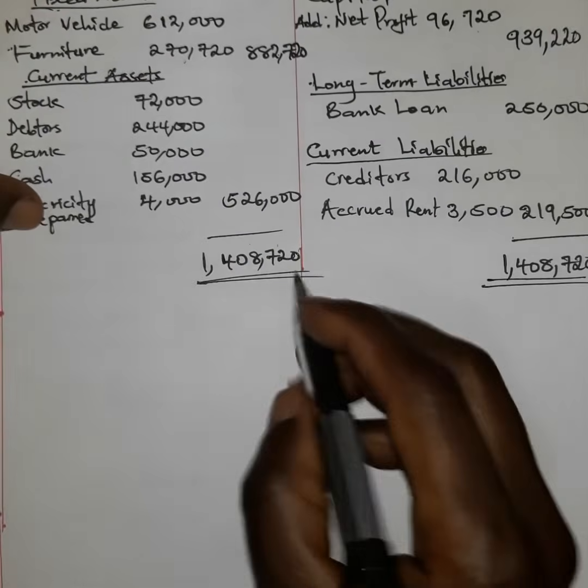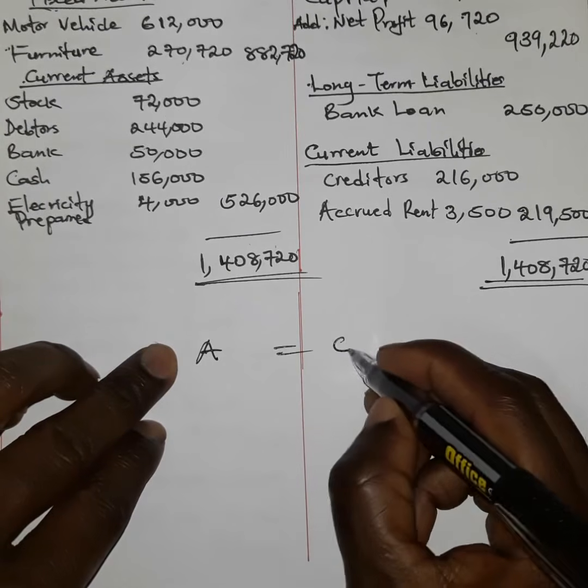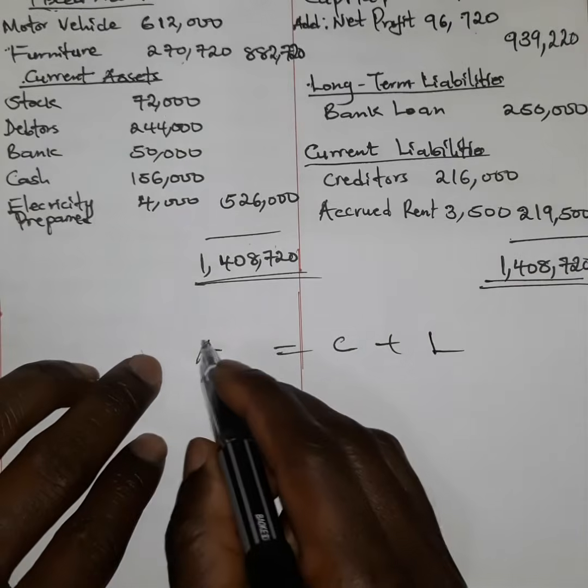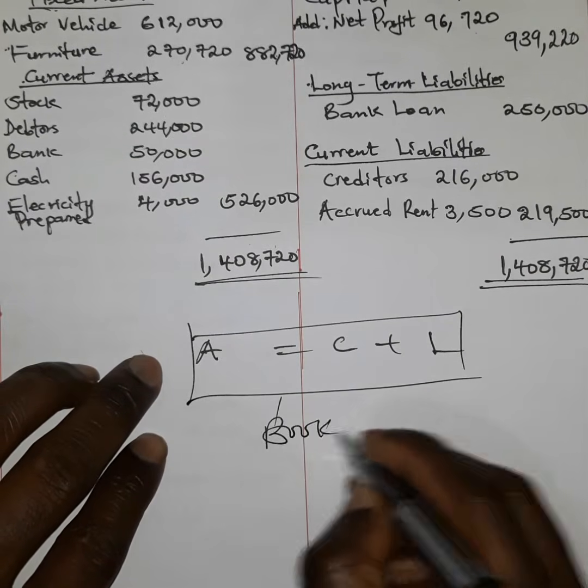Now we can say that our assets are equal to the capital plus the liabilities, which essentially justifies the bookkeeping equation.